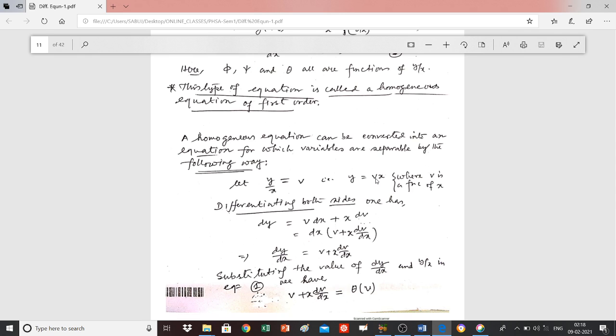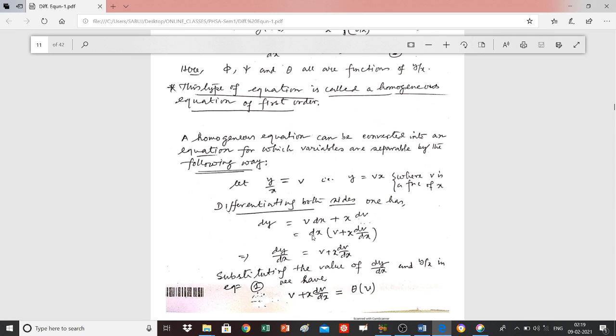Okay, now let us differentiate this equation y is equal to vx. You will have dy on the left hand side, and that is equal to v dx plus x dv, because v is also a function of x. So you can write from here, after differentiation, v dx plus x dv.